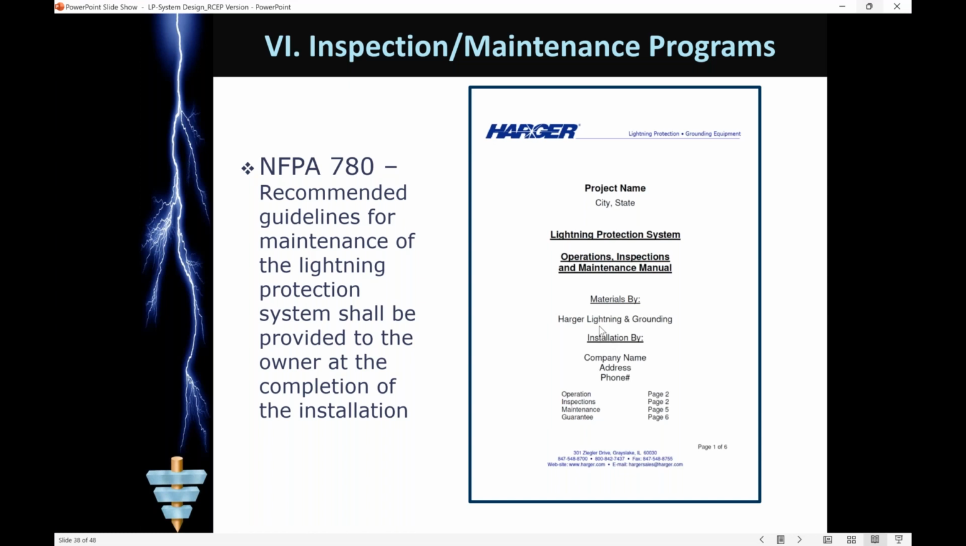NFPA 780 recommends guidelines for maintenance of LP systems to be provided to the owner at the completion of the installation, and this is part of what we do. When these systems are designed, we say, here's the operations and inspection manual. You should inspect these systems every year, and then they have to be re-inspected by a third party, UL or LPI, either every 3 years or 5 years.